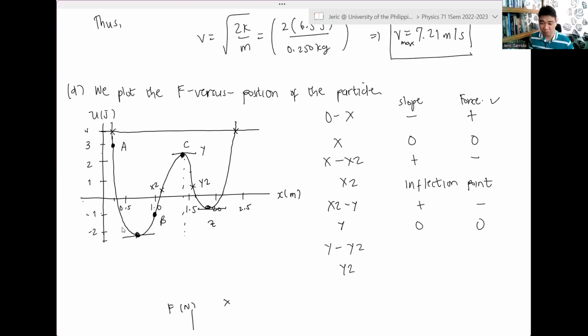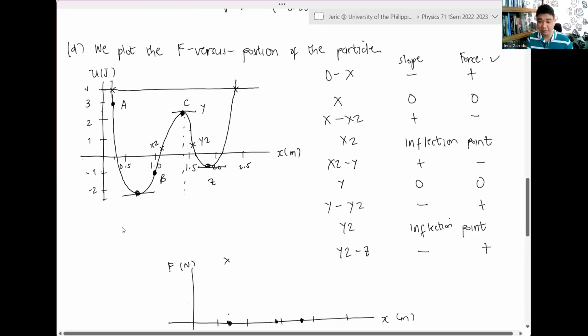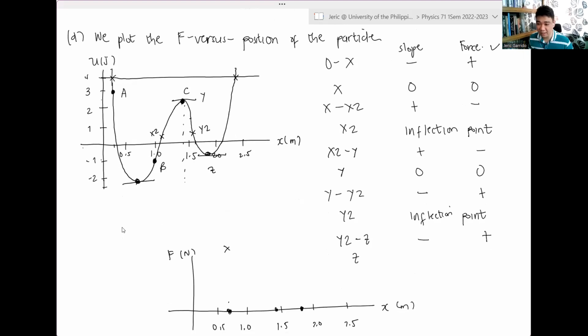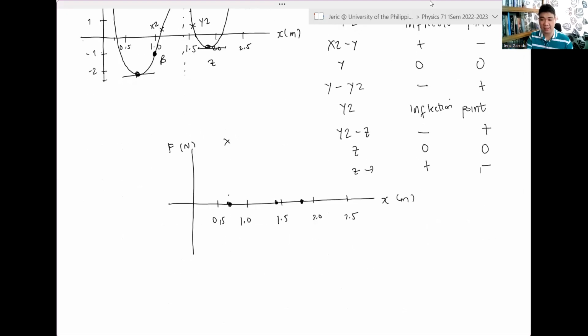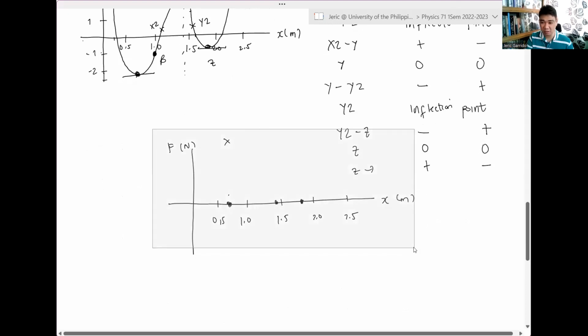Y to Y2, from location Y to location Y2, you have now a reversal. So negative na yung slope, but the force will now be positive kasi magre-reverse yung sign. At location Y2, pansinin nyo, again, that's an inflection point. And from Y2 to Z, negative pa rin ang slope, positive pa rin ang force. And at Z, this is again 0 to 0. And from Z above, you have now a positive slope and a negative force. So ganyan yung mangyayari.